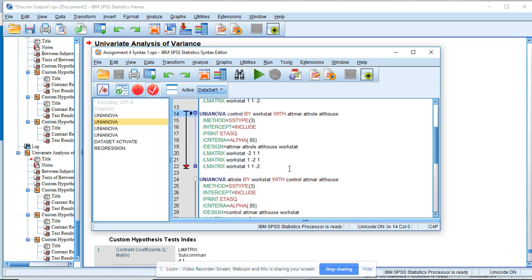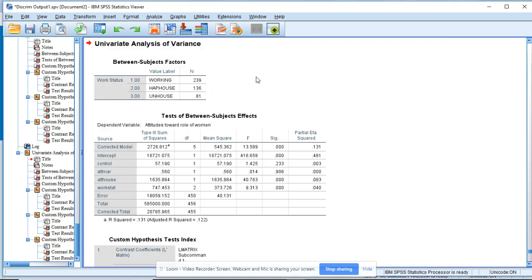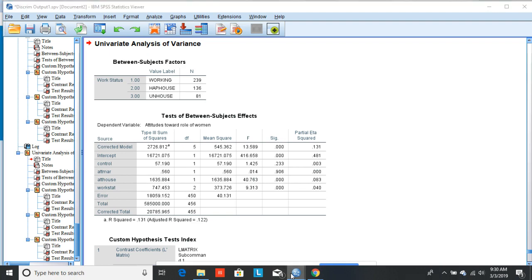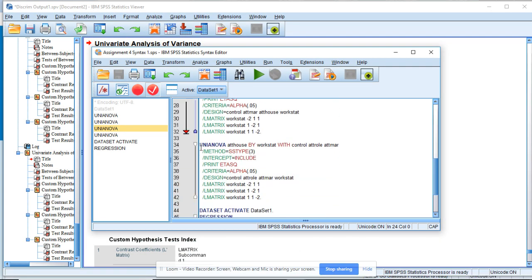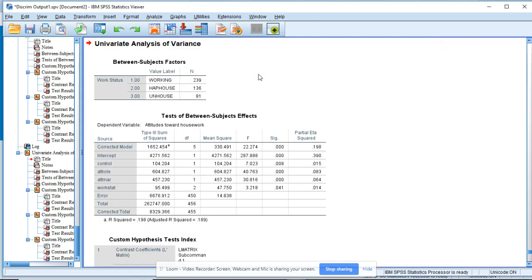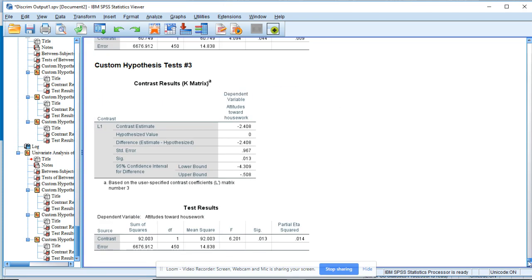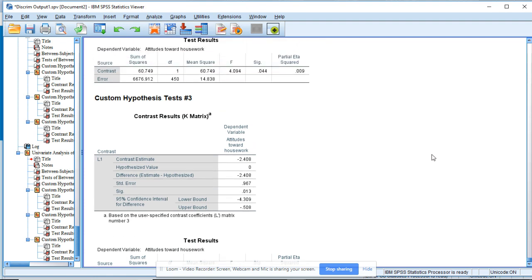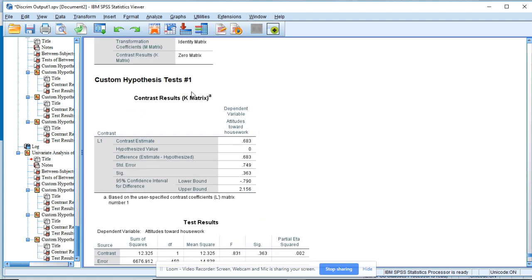And let's go down to the third one and run. And back to the fourth one and run. Alrighty, now we can look at our outputs. And so you see that this is custom hypothesis test 1, 2, and 3. That's what that L matrix is doing.